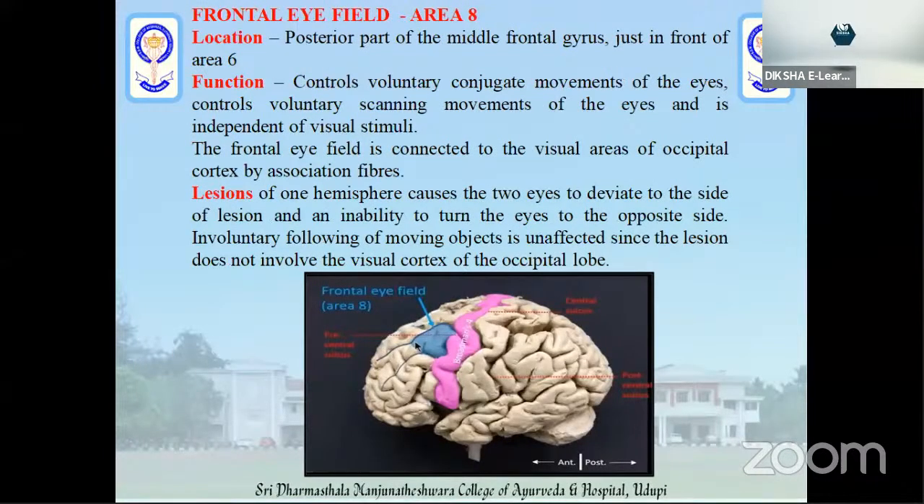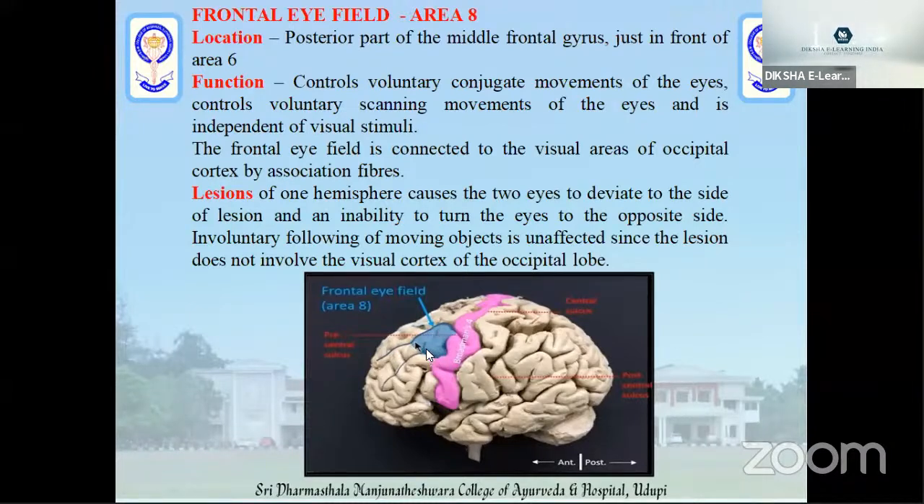Next, the third functional area of the frontal lobe is the frontal eye field, which is area number 8. Where is it located? It is located in the posterior part of the middle frontal gyrus. So this is the middle frontal gyrus, and in its posterior part, area number 8 is located here, just in front of area number 6, the premotor area.